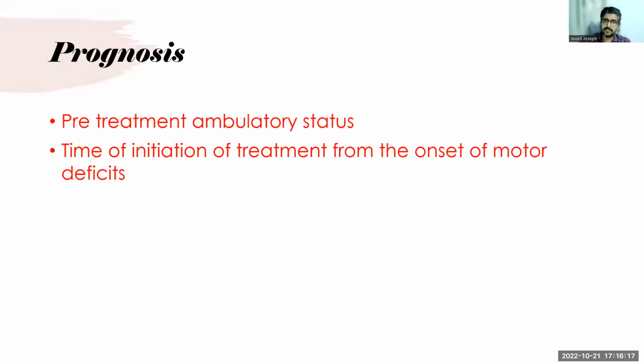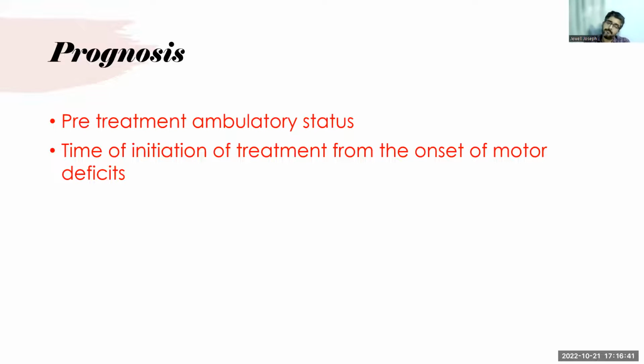So the prognosis, again, the most important thing to consider here is that the most important prognostic factor in spinal cord compression is pre-treatment ambulatory status. So once the neurological deficit develops, it is actually very difficult to reverse it. And again, once a neurological deficit develops, the treatment should be as quick as possible.